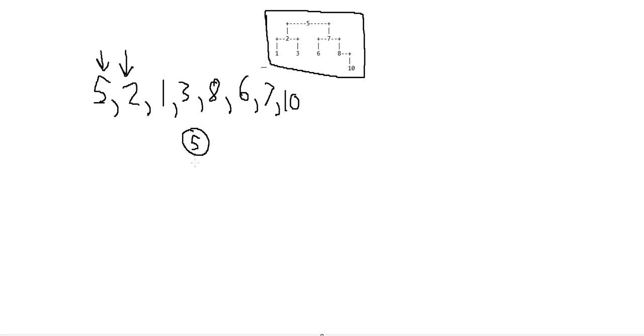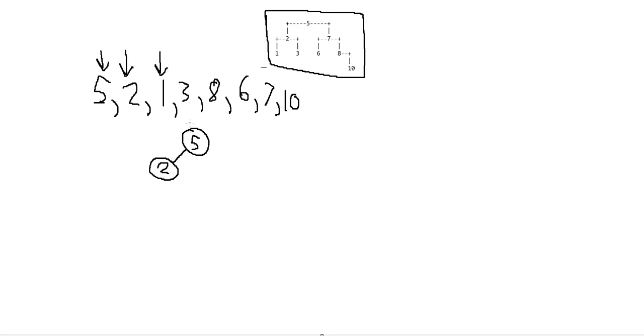The next value that we insert is 2. We look at the 2 and we say, is 2 less than 5 or greater than 5? 2 is less than 5, so the 2 goes to the left subtree of 5. Because there is no node to the left of 5, we just go ahead and insert the 2 at that point.